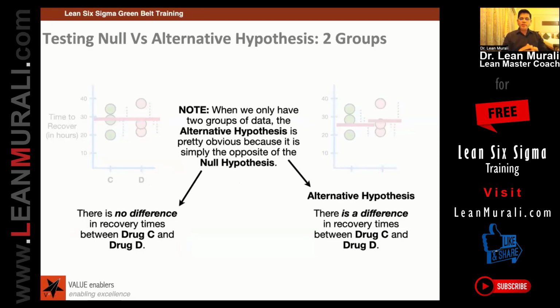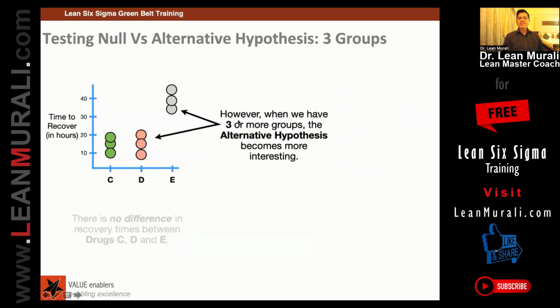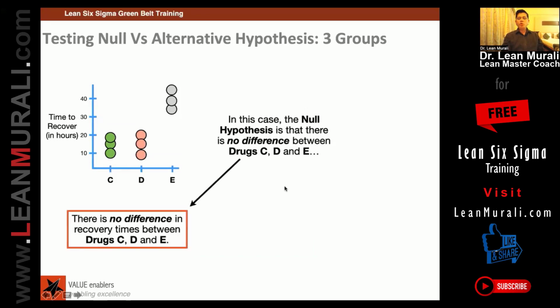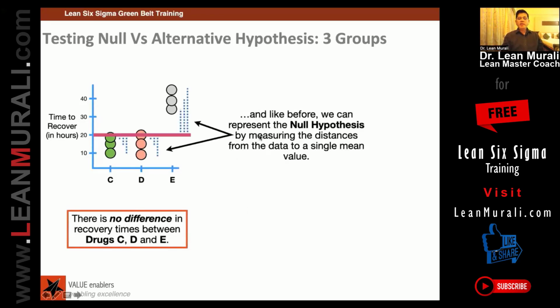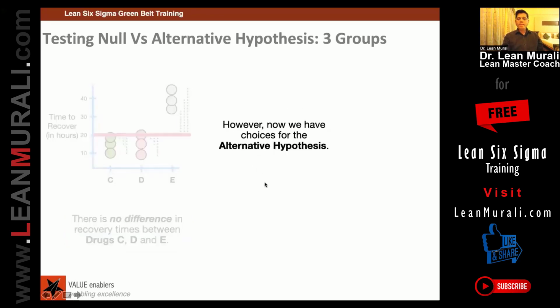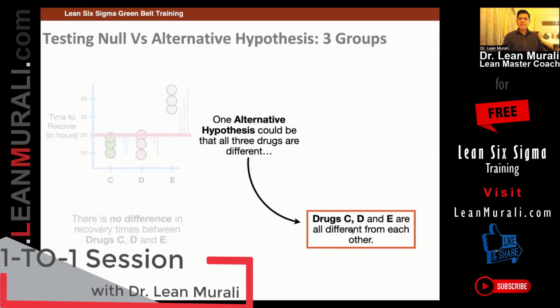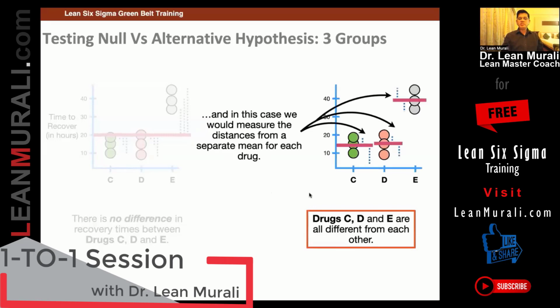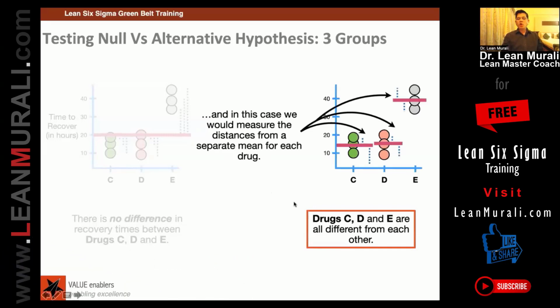Now, I want to bring in a little heavier case also. Suppose we have three groups of alternate hypothesis, it becomes more interesting. So with three or more groups, the null hypothesis is the same, right? There is no difference between C, D, and E. So like before, we can represent the overall average of all the three groups with a mean. Now we have choices for the alternate hypothesis. What are the choices that we have? One is that C, D, and E are different from each other. That is one choice. Okay, all are different, right? There can be a few different choices, right?